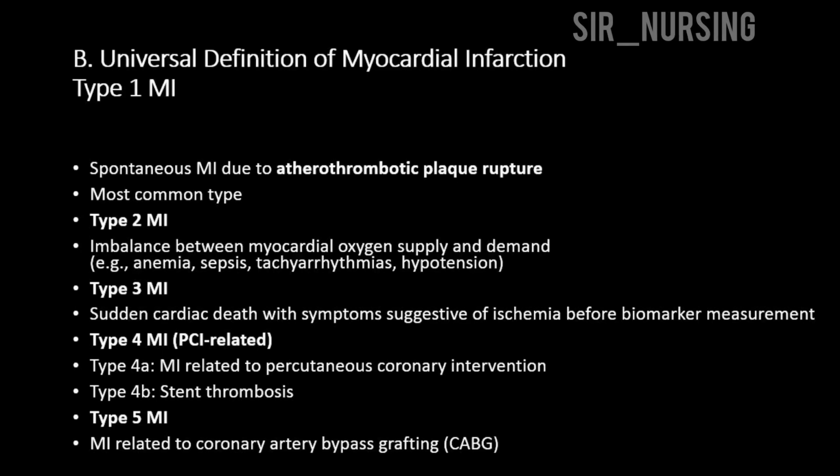B. Universal definition of myocardial infarction. Type 1 MI: spontaneous MI due to atherothrombotic plaque rupture. Most common. Type 2 MI: imbalance between myocardial oxygen supply and demand, e.g. anemia, sepsis, tachyarrhythmias, hypotension. Type 3 MI: sudden cardiac death with symptoms suggestive of ischemia before biomarker measurement.